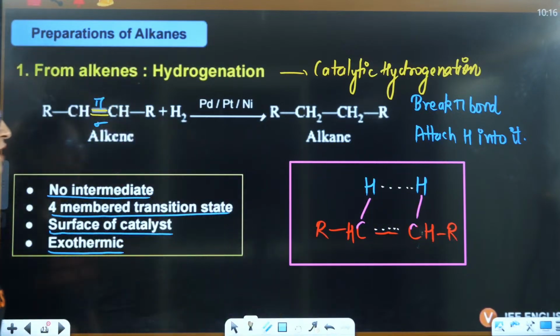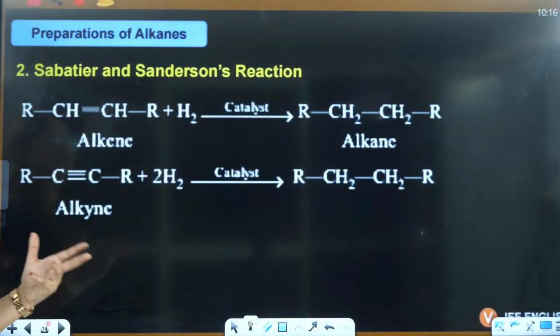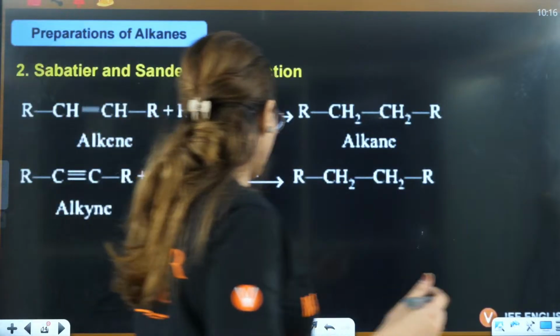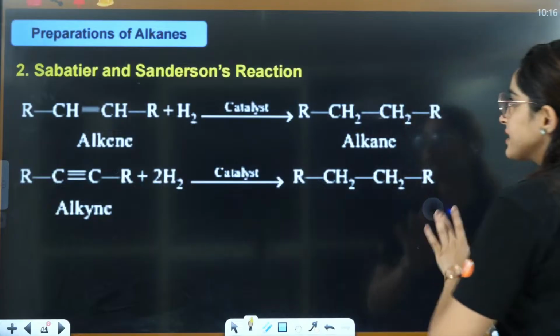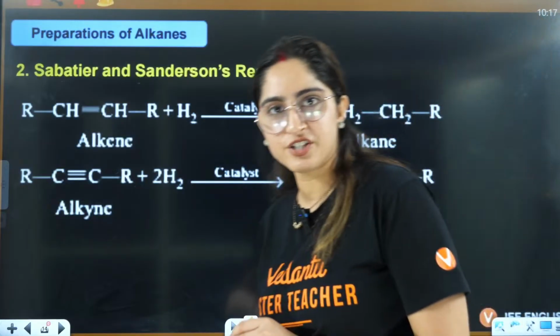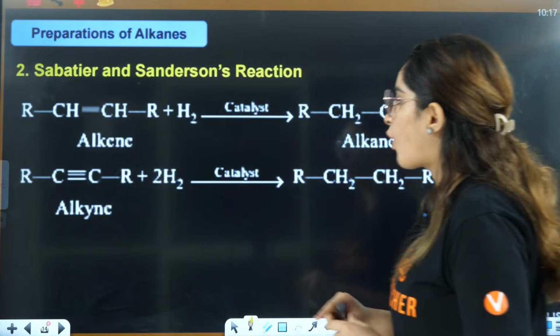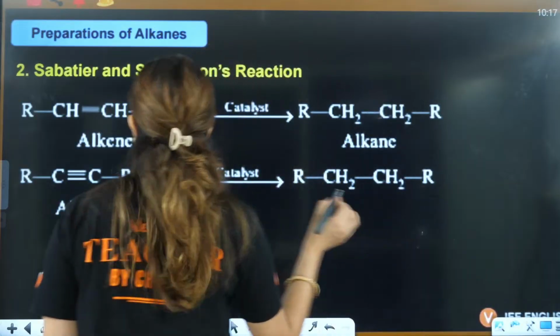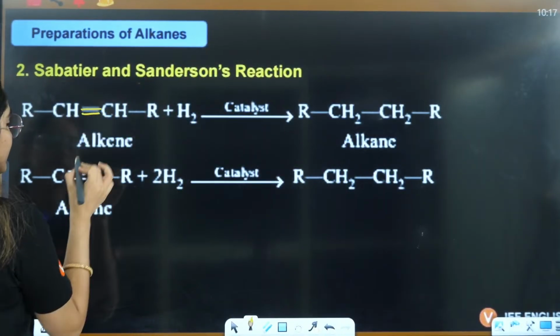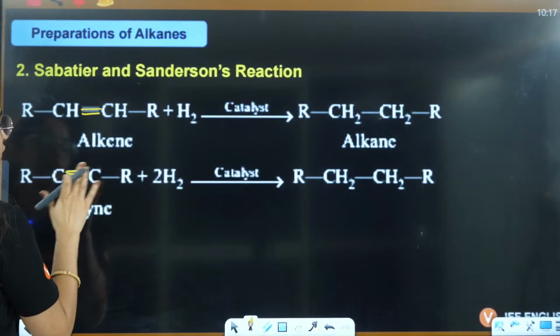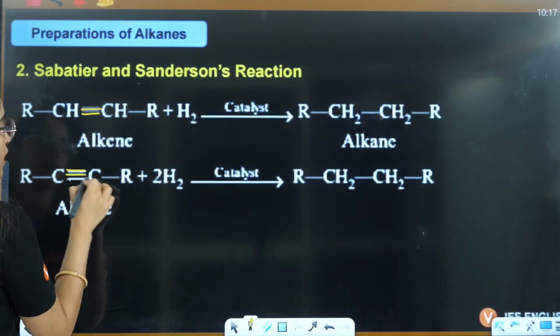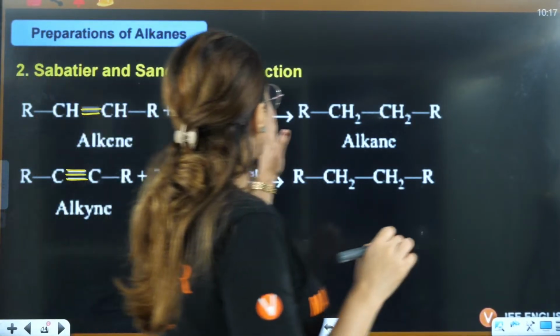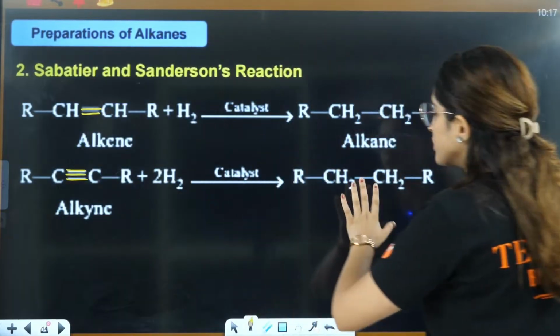Okay, so that's how with a 4-member transition state you will have the formation of the compound. Now next is the Sabatier-Sanderens reaction. It's a naming reaction in which we talk about alkene and alkyne. You have alkene with a double bond, you have alkyne with a triple bond, right? Now the double bond is converted to alkane, the triple bond is converted to alkane.